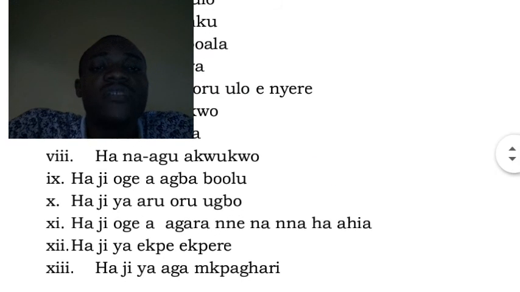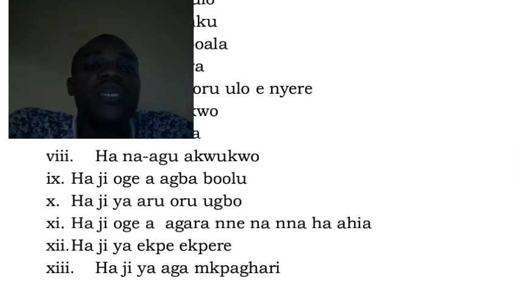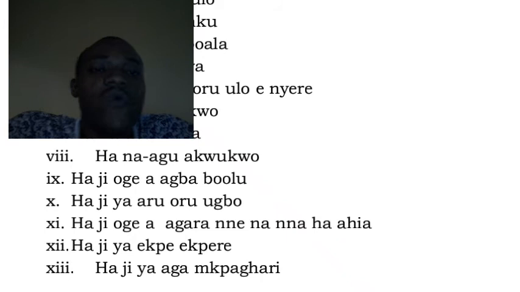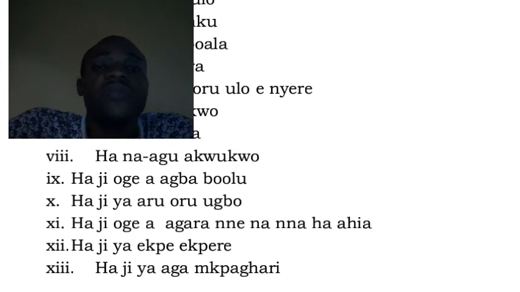The next one is ha na-agụ akwụkwọ. Akwụkwọ is AKWO. Akwụkwọ. Ha na-agụ akwụkwọ. They read their books. The next one is ha ji oge a agba bọọlụ. This period, some of them use it to play football and do all kinds of play.